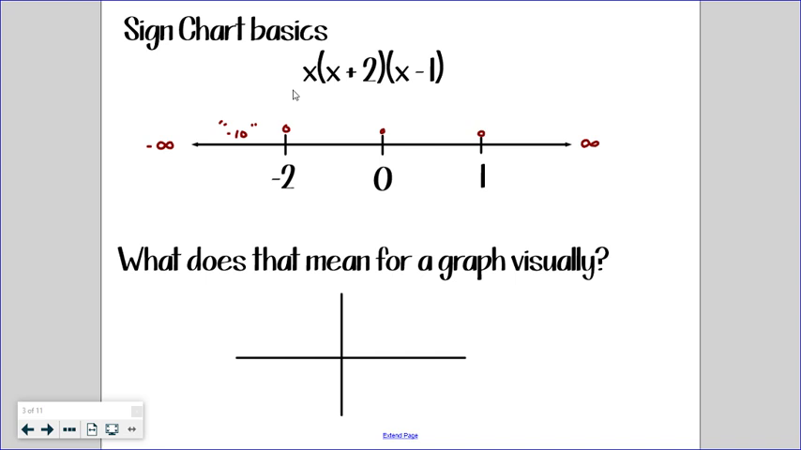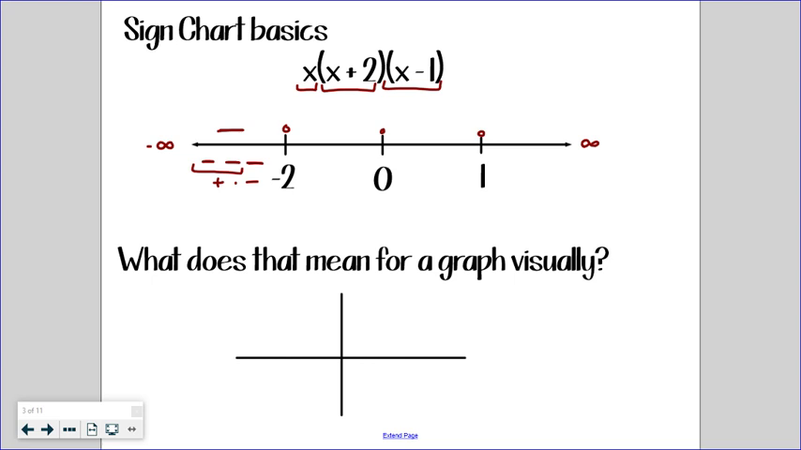So we've got 3 spots up there: x, x plus 2, x minus 1. As I plug negative 10 into that first spot, I end up with a negative number. When I plug negative 10 into x plus 2, I end up with another negative number. And when I plug negative 10 into x minus 1, I end up with a negative number. So 3 negative numbers. If I multiply 2 negative numbers together, I get a positive. Times 1 more negative, I get a negative number, which means all of my answers in that interval from negative infinity up to negative 2 would be negative.